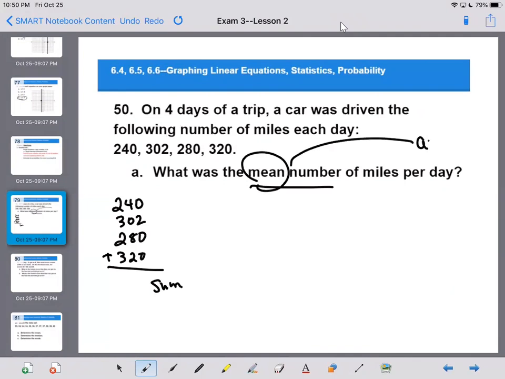that's just another word, of course, for average. Mean represents average. Mode represents the number that occurs the most often in a set of data. And your median is your middle number in a set of data.